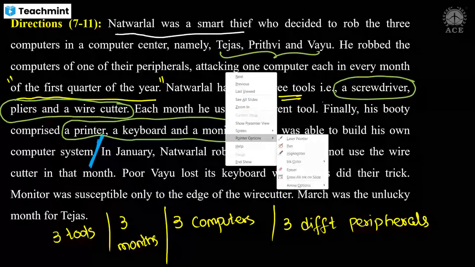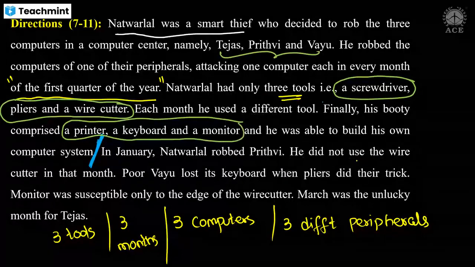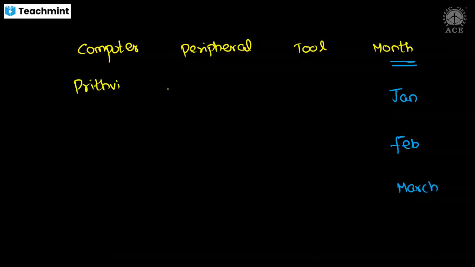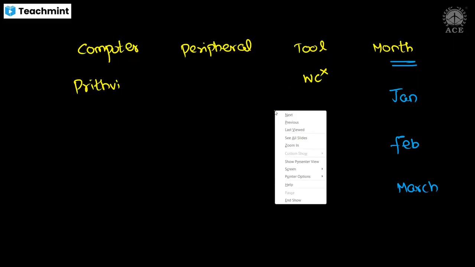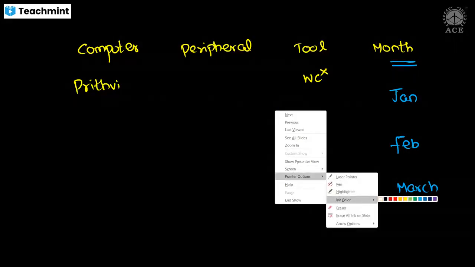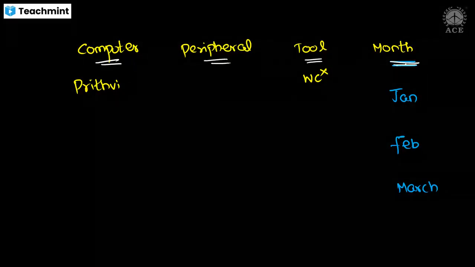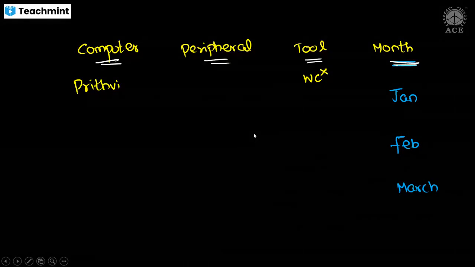Now they may ask you 5 questions related to this data, or maybe 2 or 3 questions, depending on the flexibility they have. Now in the month of January, Natwarlal robbed Prudvi. So in January, he did not use the wire cutter. So in January, the computer affected is Prudvi, and the tool is not wire cutter. He did not use wire cutter. Which tool, we'll see later. They mentioned computer Prudvi is robbed in January, one peripheral is taken, and wire cutter is not used.